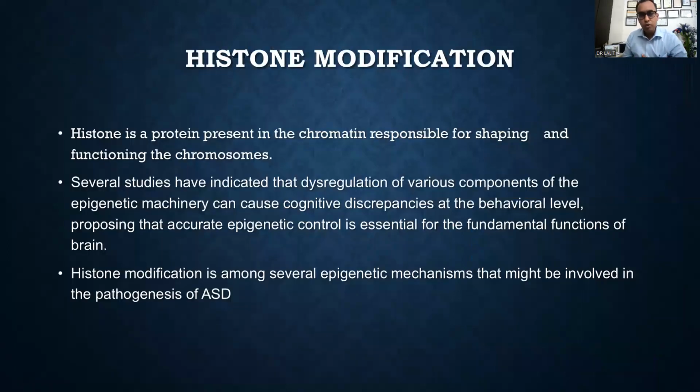Another epigenetic mechanism they talk about is histone modification. We know that histone is a protein present in the chromatin, which plays a very important role in the shaping and functioning of the chromosomes. They have found that modification of histone can also affect the shaping and presentation of the chromosomes, though genetically it may not be affected. Suppose a chromosome is like this, it might go like this, it might go like this.